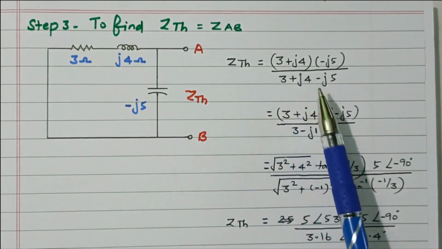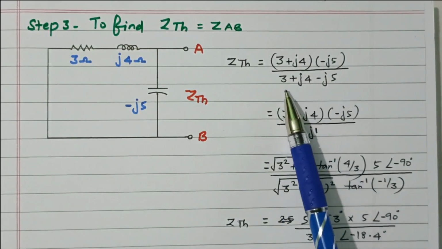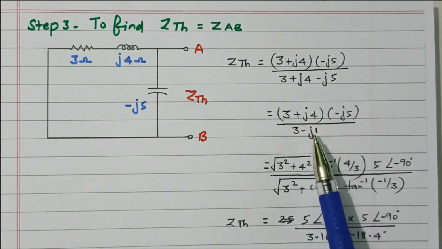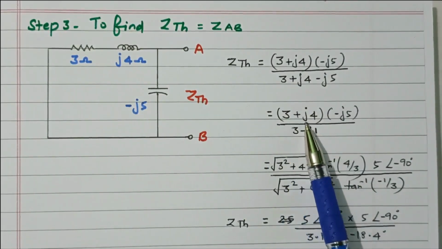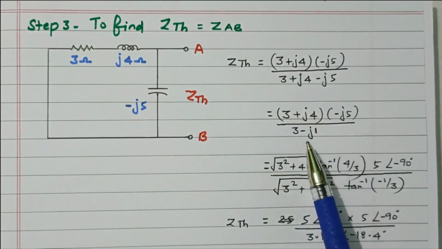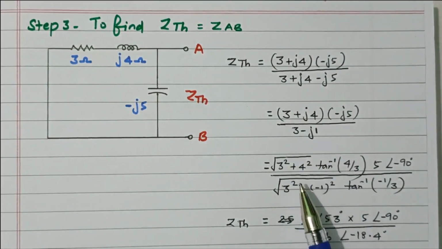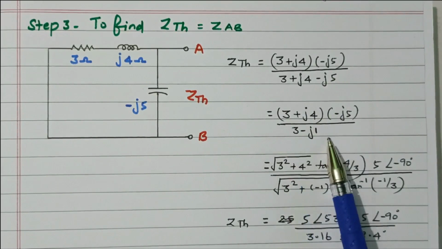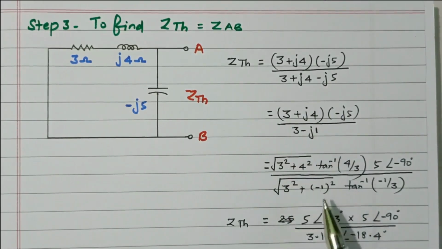R1 is 3 plus J4. R2 is minus J5. So 3 plus J4 minus J5. This J4 minus J5 becomes J1 minus J1. Right, so this is in rectangular form. In order to divide it, we need polar form.